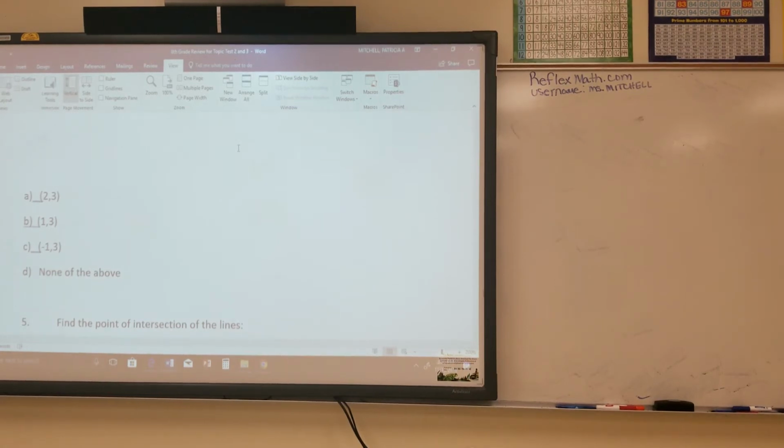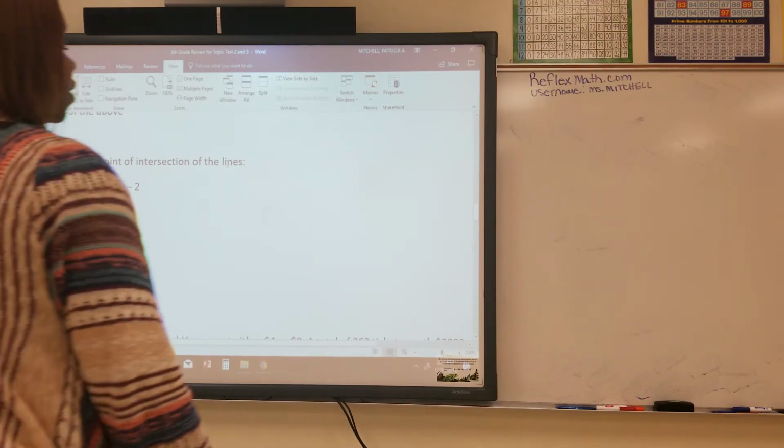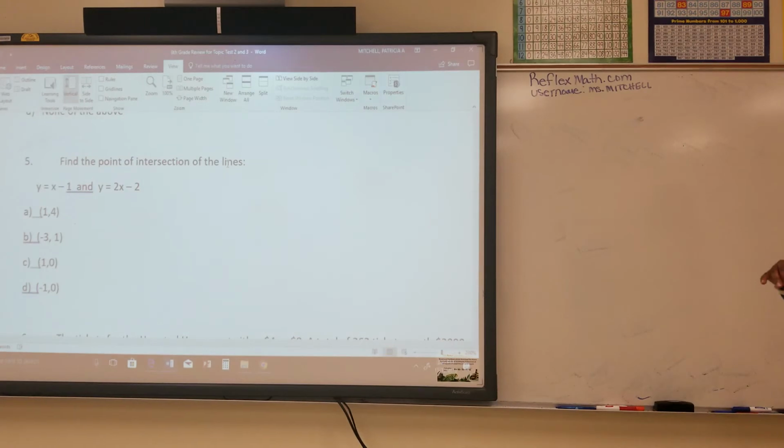Okay, so please remember to go ahead and take notes if you need to. Just remember that when they ask you what is the solution to the system of equations, they're asking you at what point do the lines intersect. All right, number 5. So remember the question that we were just doing, okay? So now they're just asking us to do it in reverse.